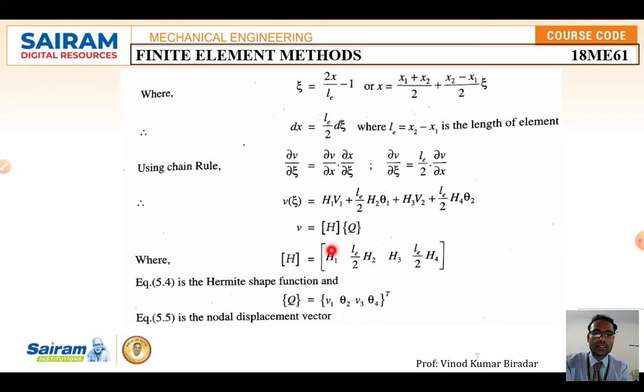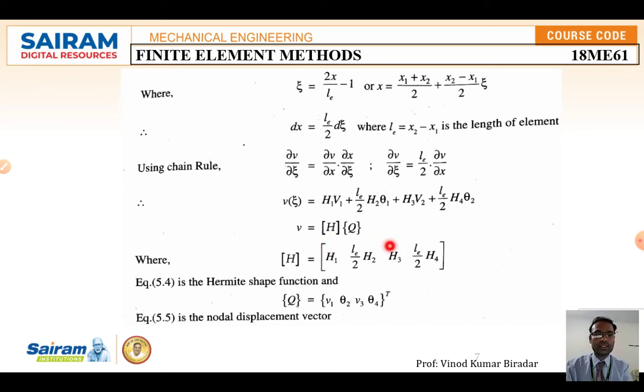So where h is equal to [h1, (L_E/2) h2, h3, (L_E/2) h4]. This equation we are going to call the Hermite shape function. The Hermite shape functions are the interpolation functions for the rotational displacement, the transverse displacement and the slope continuously present on the given beam. Those elements you are going to call Hermite shape functions.